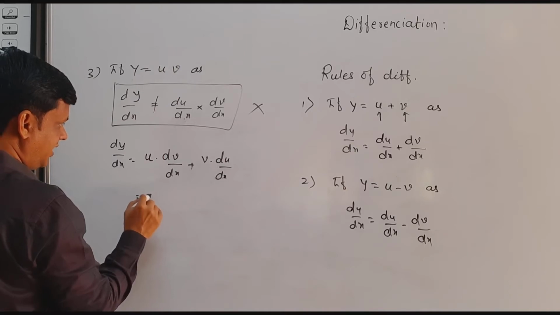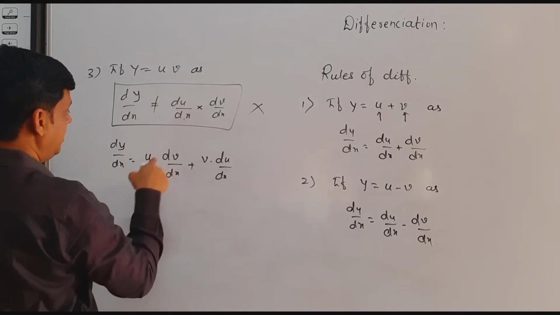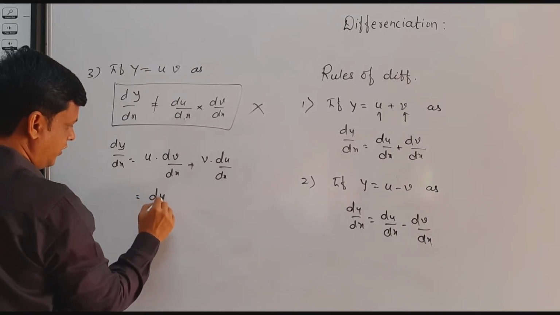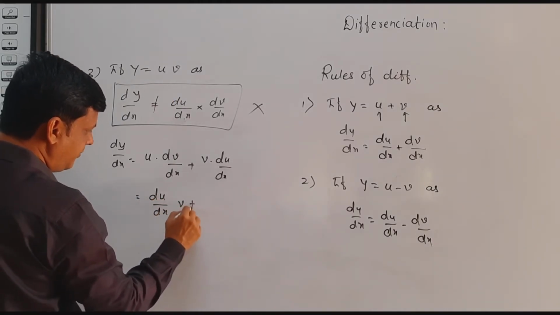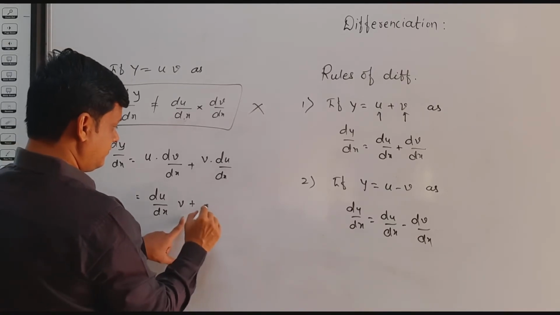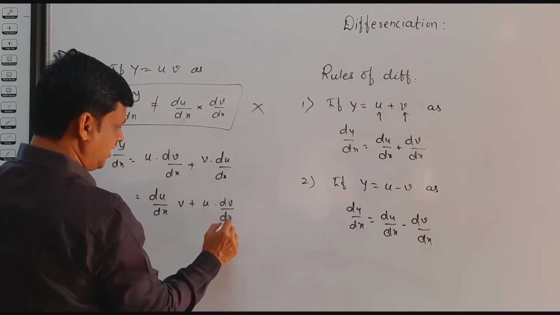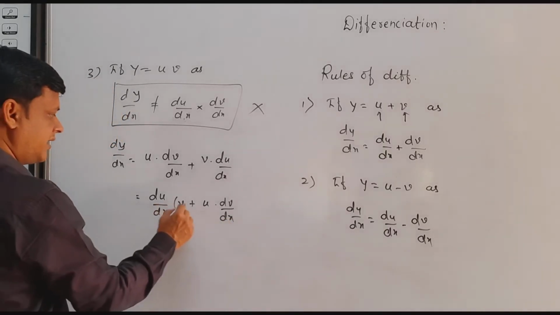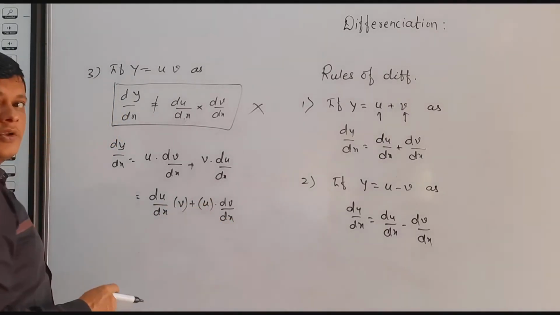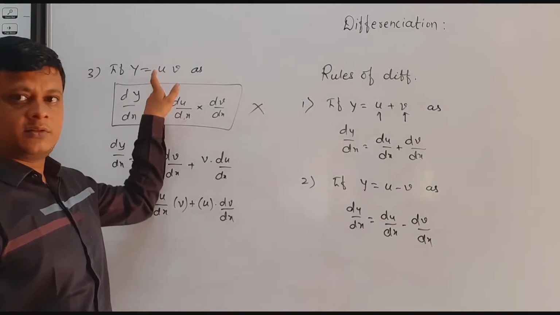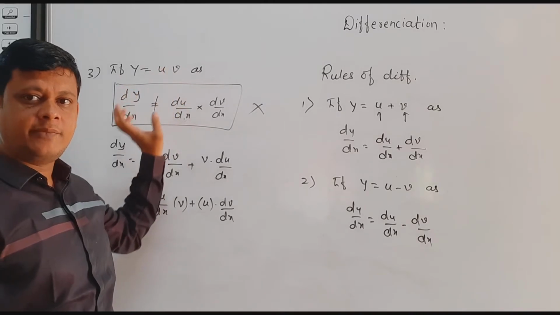Or you can differentiate the first function first. You can write du by dx into v plus first function into derivative of second. In this way also you get the same value, but you have to find the derivative of any one function if the two functions are in product form.